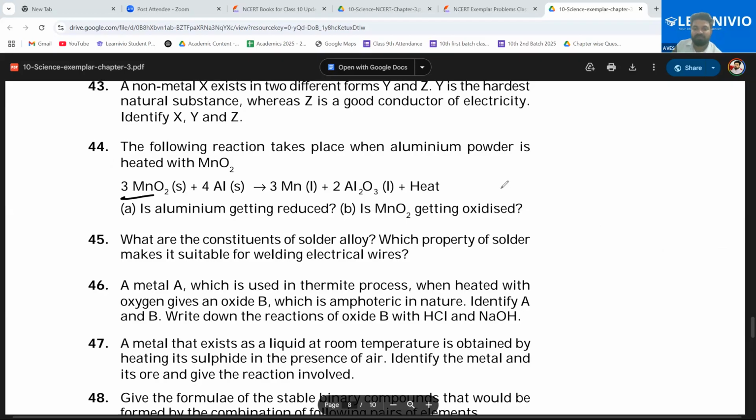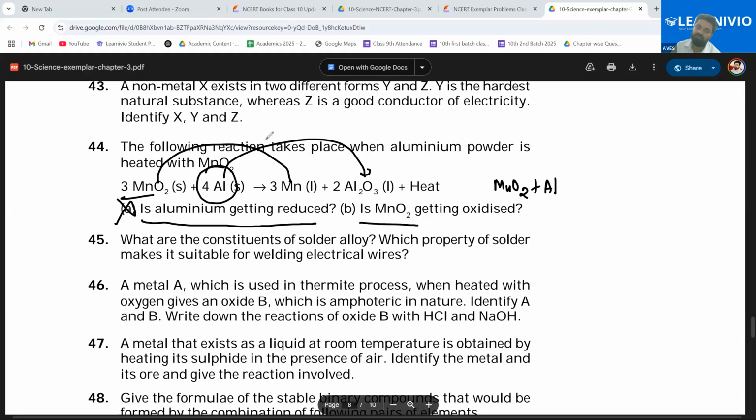So if I'm saying Mn plus MnO2 plus Al, it is giving you this one. It is asking, is aluminium getting reduced? No, aluminium is added with oxygen, so it is getting oxidized. So it is wrong. Is MnO2 getting oxidized? No, we are removing oxygen from Mn, so removal of oxygen is called reduction. So MnO2 is reduced, and aluminium is oxidized.